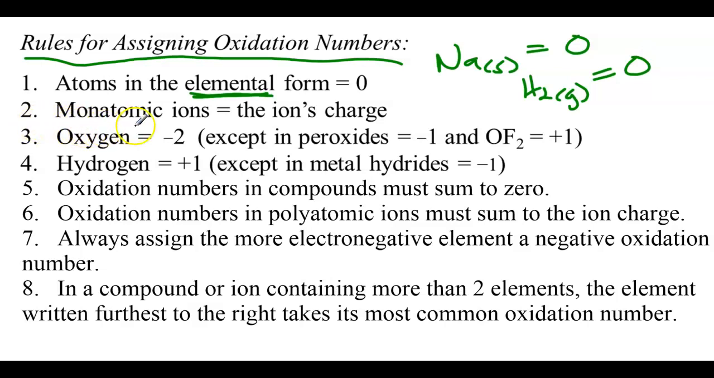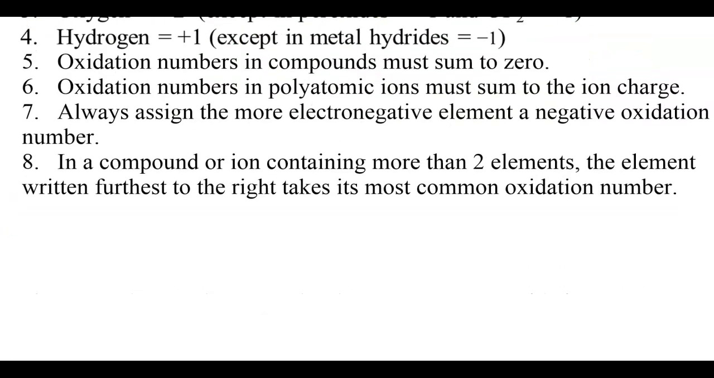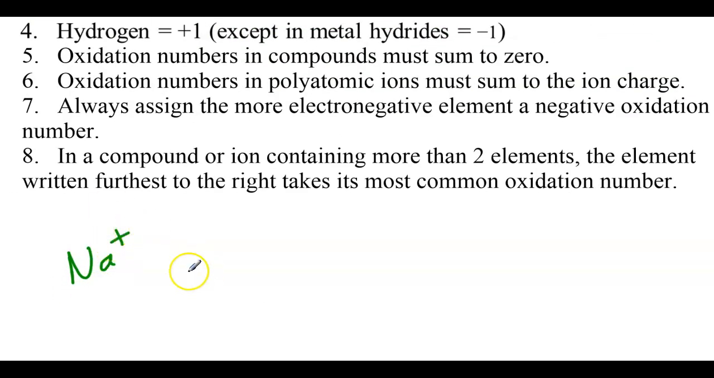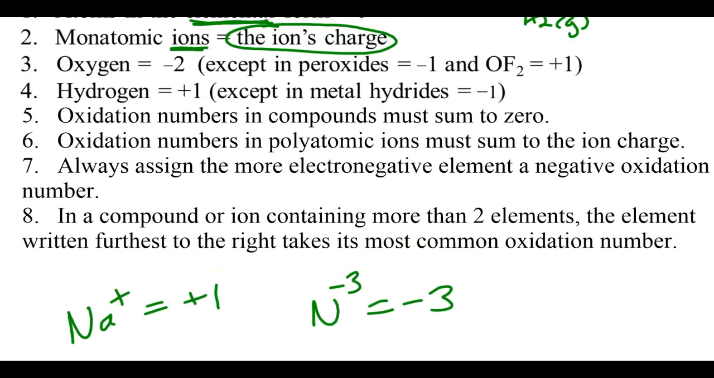Number 2, monatomic ions, so ions of only one atom. Your oxidation number is whatever the ion charge is. For example, if I have a sodium ion, my oxidation number is +1. If I have a nitrogen ion, nitrogen gains 3 electrons, so my oxidation number is -3. If you have a single element that is an ion on its own, then the charge is the same thing as the oxidation number. It's the real charge.